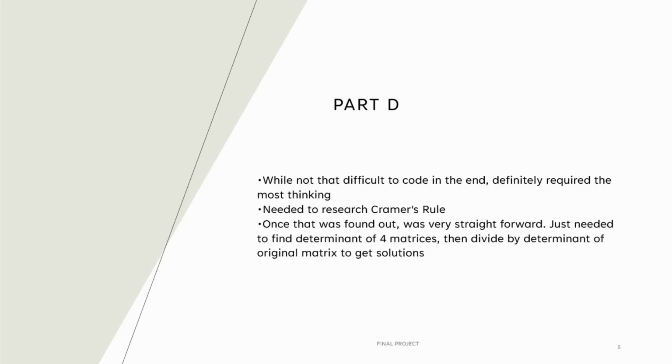All that needed to be done was to make a function to find the determinant of a matrix, use it for 4 different matrices based on Cramer's rule, divide the outcome of the last 3 by the original determinant, and use the given values for x, y, and z.